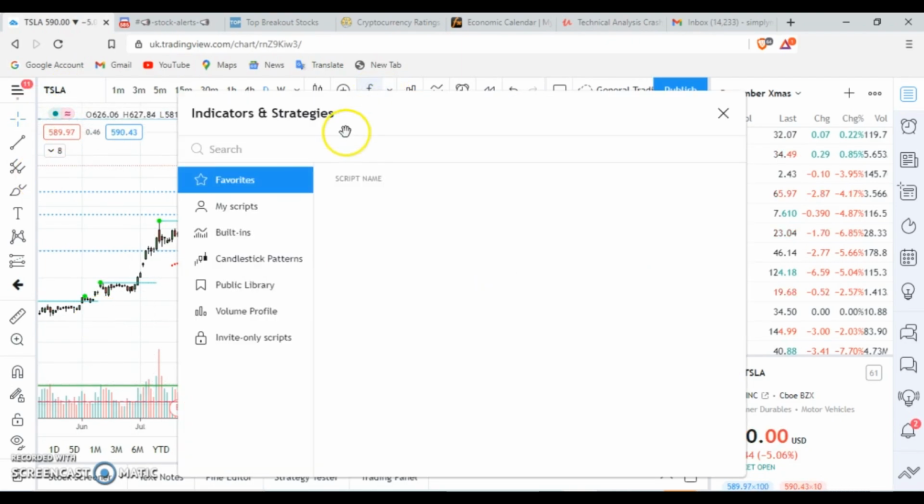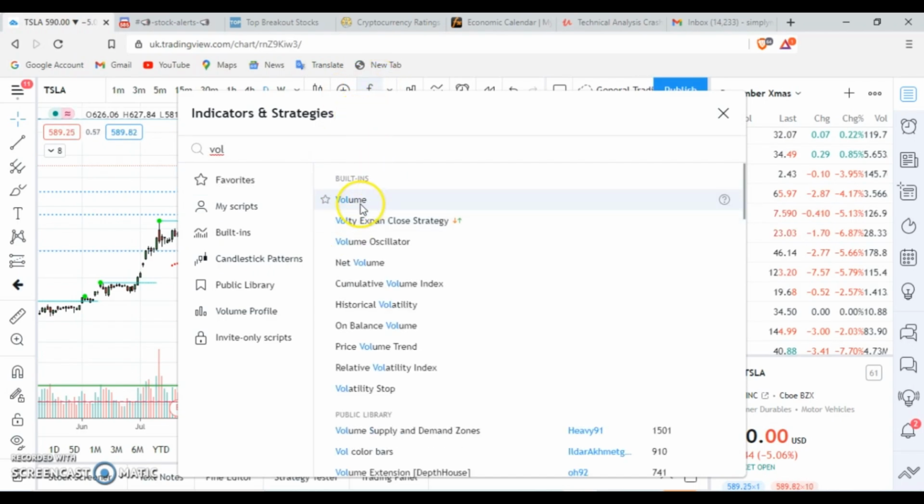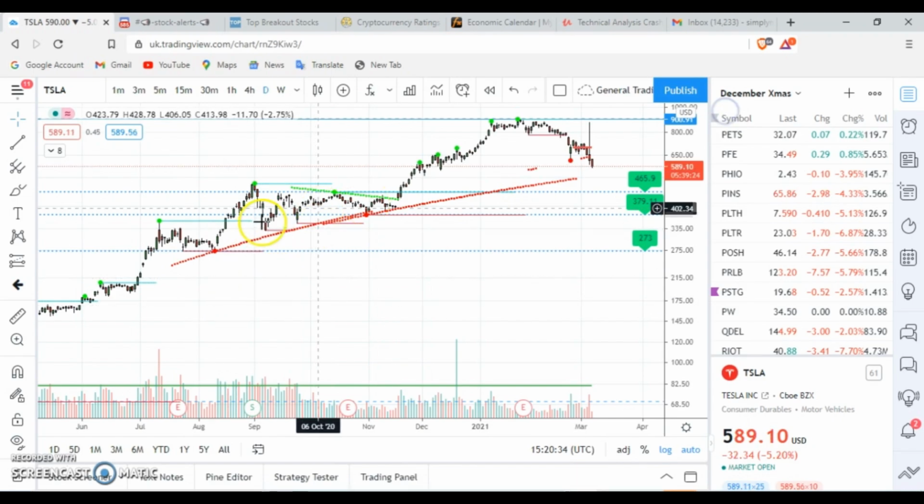To get volume, again, you go to the indicator icon here, and then you just type in volume and click that. Once you click that, it will show, and these are your volumes on the bottom. You see that? These are your volume bars. So for example here, there's a lot of volume there, and these little ones are lower.